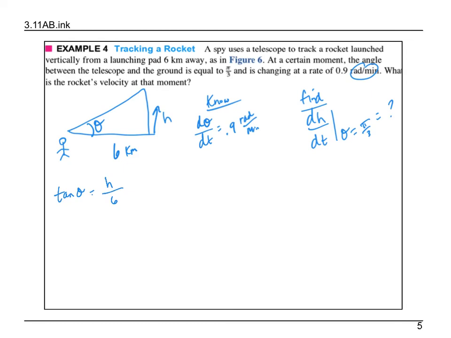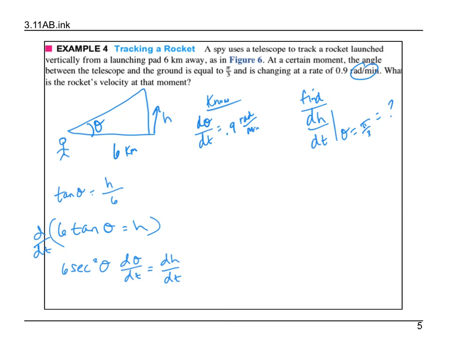I'm going to isolate h, makes it a little bit nicer looking. 6 tan theta equals h. Derive it with respect to time. 6 secant squared theta times dθ/dt equals dh/dt. So I found my equation. I derived with respect to time.